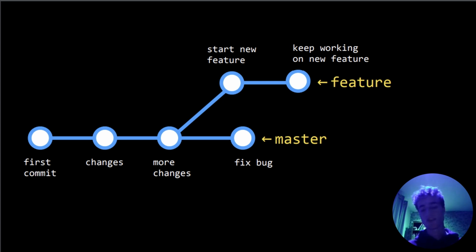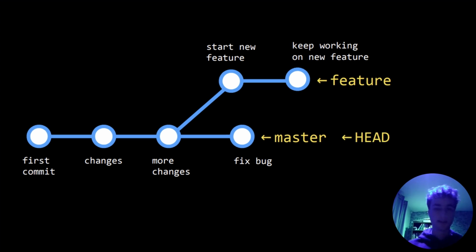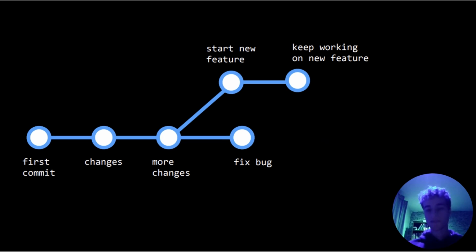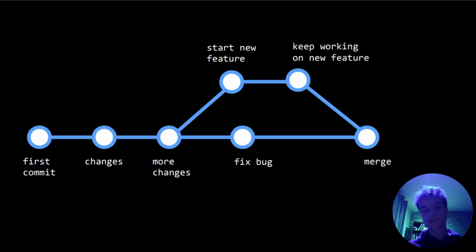So the master version of the code has the latest working code, and the feature branch is the latest in progress version of the code, where the code is maybe not quite working. That's called the feature branch. And then we also call the master branch the head branch, which just means the main branch. And then once we've made all the changes, once we finish working on the new feature, we merge that feature branch to the main branch, to the master branch.